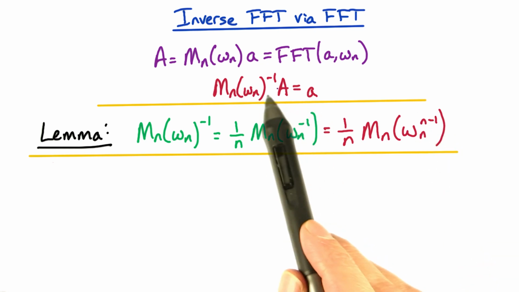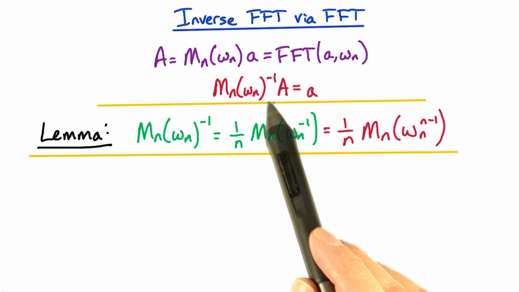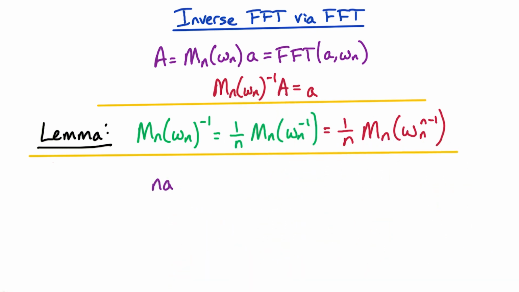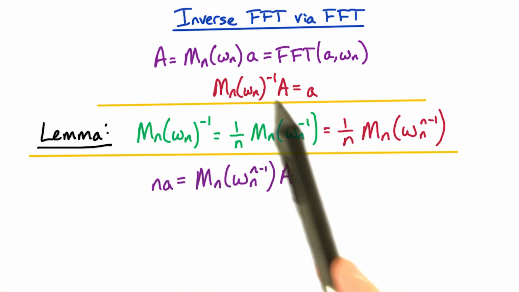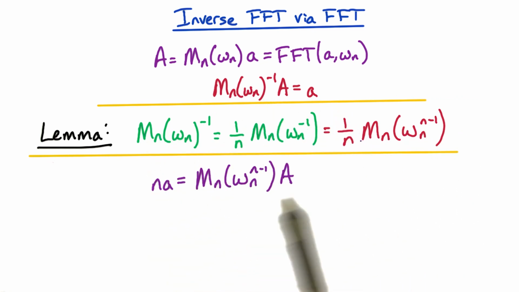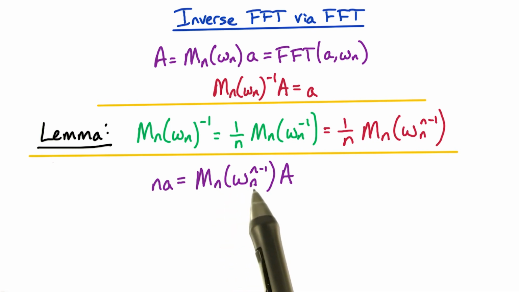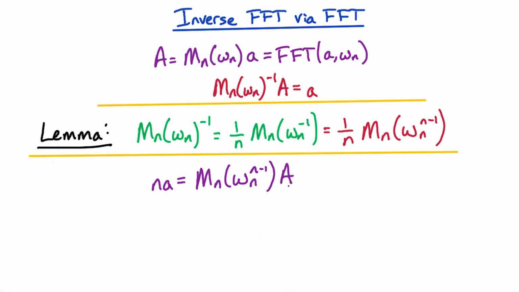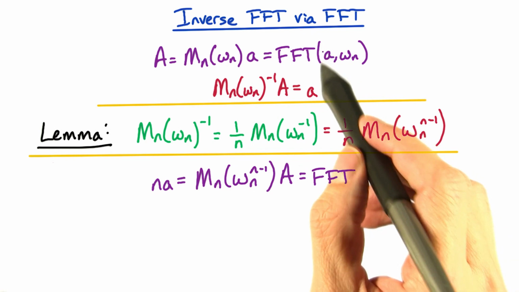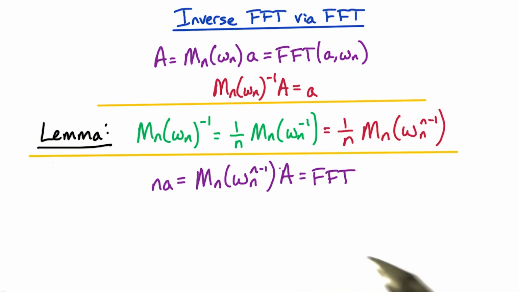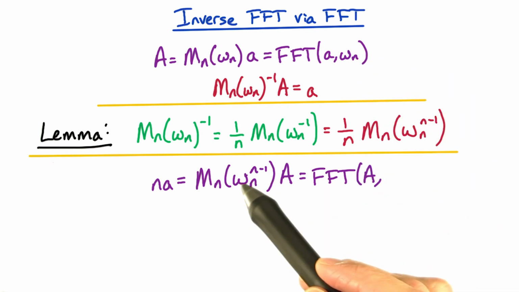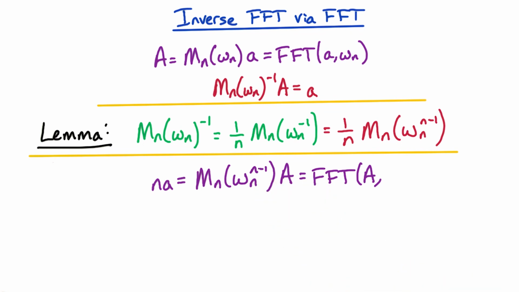So let's take this expression, multiply both sides by little n, and then substitute in M inverse with this quantity. So we have n times little a, and then for M inverse, we replace it by this quantity, M sub n of omega sub n to the n minus 1 times capital A. Notice this corresponds to an FFT computation. In particular, we run FFT with, instead of using input little a, we use input capital A. And instead of using omega sub n as the nth root of unity, we use omega sub n to the n minus 1, which is also an nth root of unity.